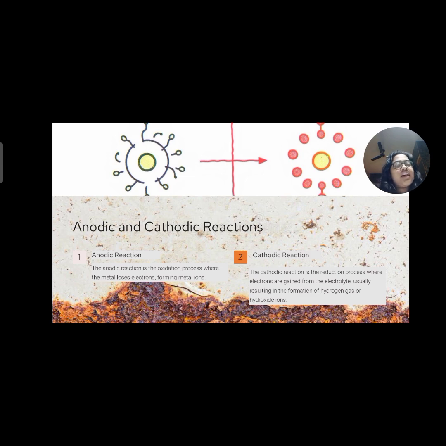In the cathodic region, that does not take place. In the cathodic reaction, reduction takes place. When reduction takes place, it cannot be further oxidized. So there is no oxidation or rust formation in the cathodic region.